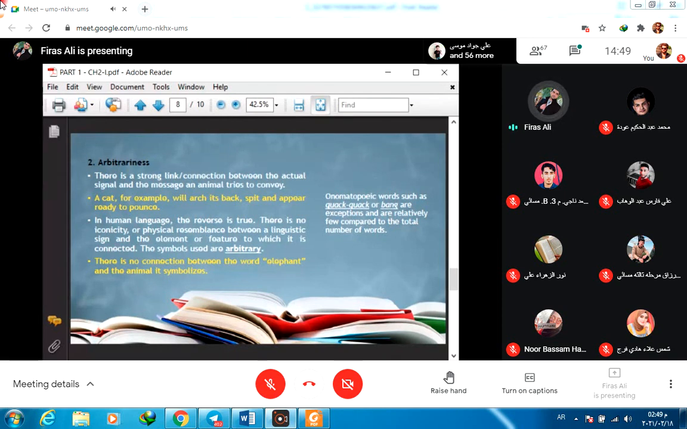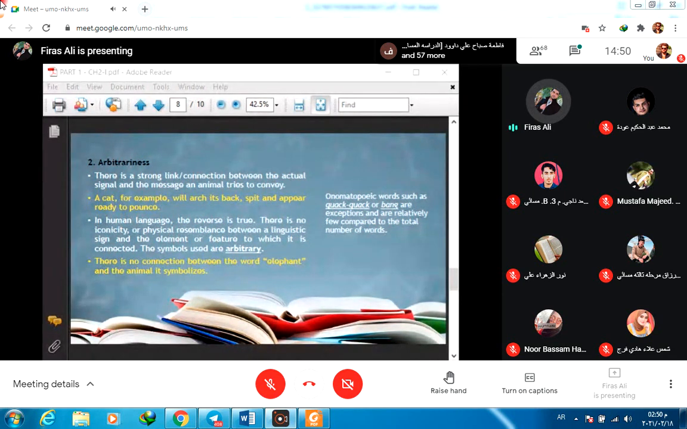But we have exceptions in human language. The exceptions to the feature of arbitrariness are onomatopoeic words, like bubble, ping pong, bang, quack quack, bomb. The sound of the word itself suggests the meaning. So in onomatopoeic words, there is a relationship between the signal and the message, and onomatopoeic words are exceptions to arbitrariness.